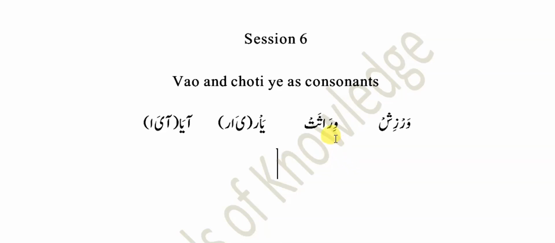Then the next one has waw, ray, alif, say, and te. Waw has a diacritical mark under it, and it gives us a v sound. Ray has a zabar sign over it, and it gives us a ra sound. Say has a zabar sign over it, called sa, and te has a jazm sign, and the whole word would be ve, ra, sa, te, with a ta sound at the end. So the whole word would be virasat.